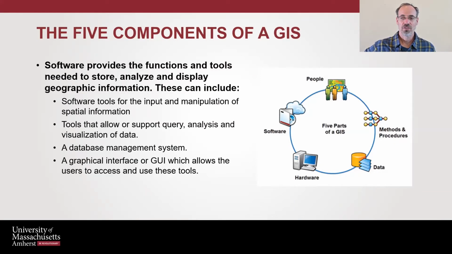Software provides the functions and tools needed to store, analyze, and display geographic information. These can include software tools for the input and manipulation of spatial information. So for example, like your cell phone. You can put in different information and then see maps. Tools that allow or support query analysis and visualization of data. A data management system. A graphical user interface, or GUI, which allows the users to access and use these tools.